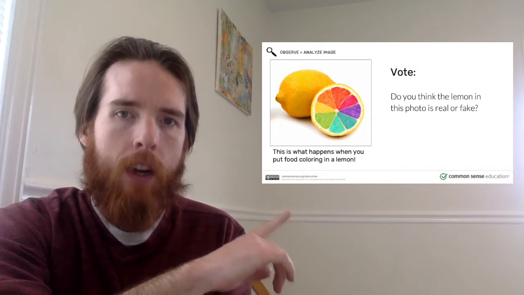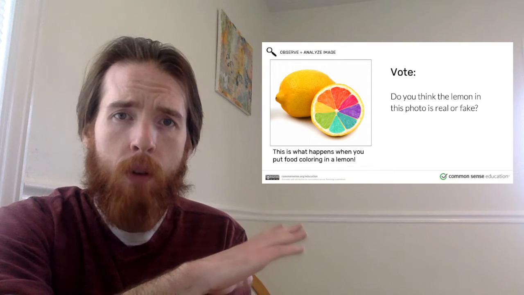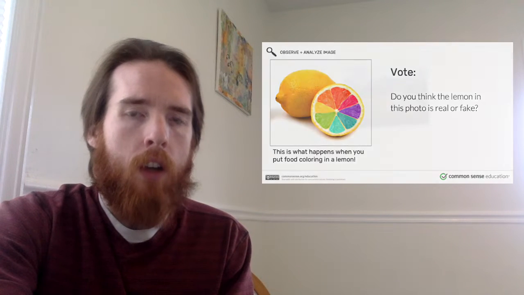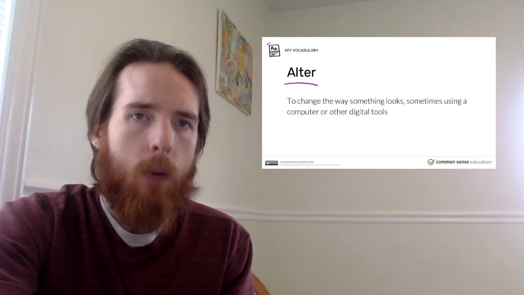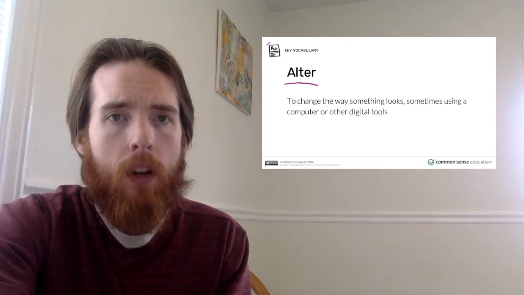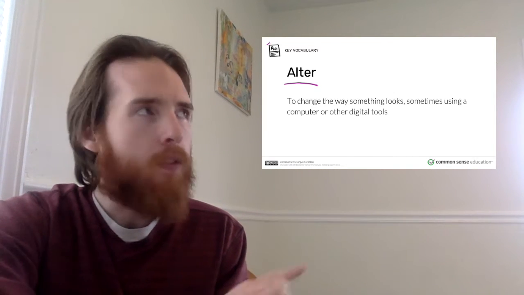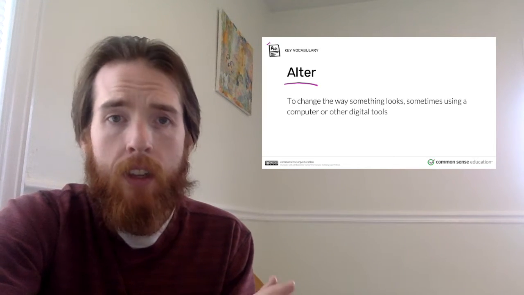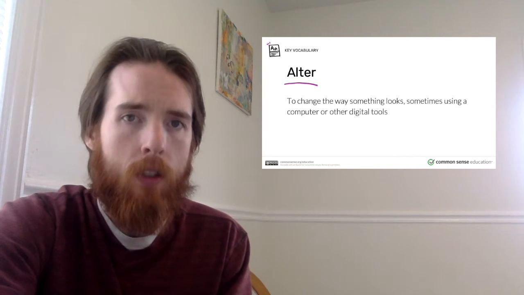So imagine that someone posted this photo of a lemon online. Do you think that photo is real or fake? So this photo was altered on a computer. To alter means to change the way something looks, sometimes with a computer and sometimes not. Even if you added food coloring to this lemon though, it wouldn't look like this. So another way to say this is that this photo was digitally altered, so they used a computer to do it. So the question is, why do you think someone would alter a photo of a lemon to look like this? What were they trying to accomplish?